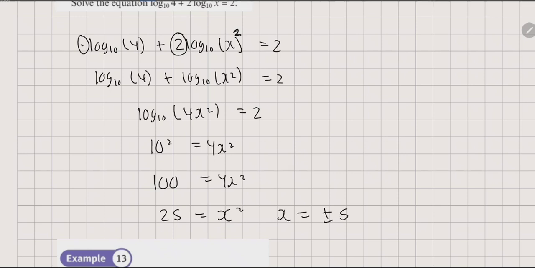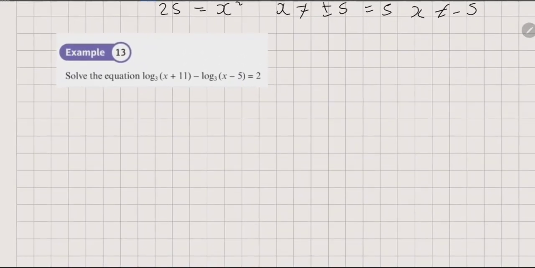Well, this is not exactly the case because within a logarithm, the value has to be strictly positive. And so we can't have a negative value. If we had minus 5 in this expression here, it would be a negative value. And so x is only equal to 5. x is not equal to minus 5.